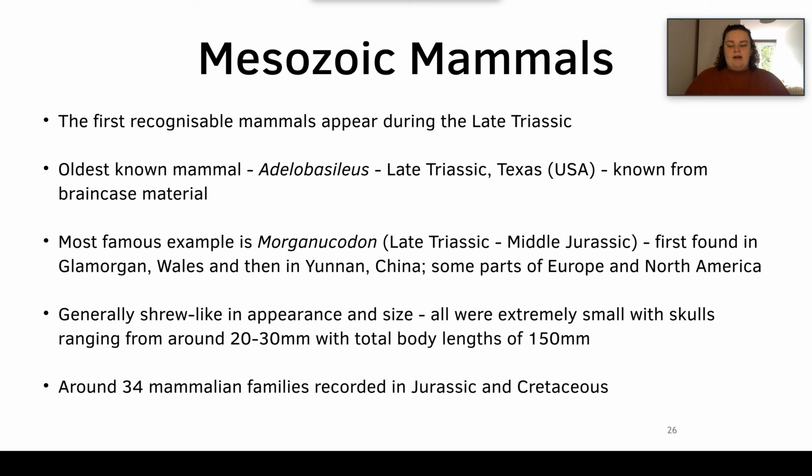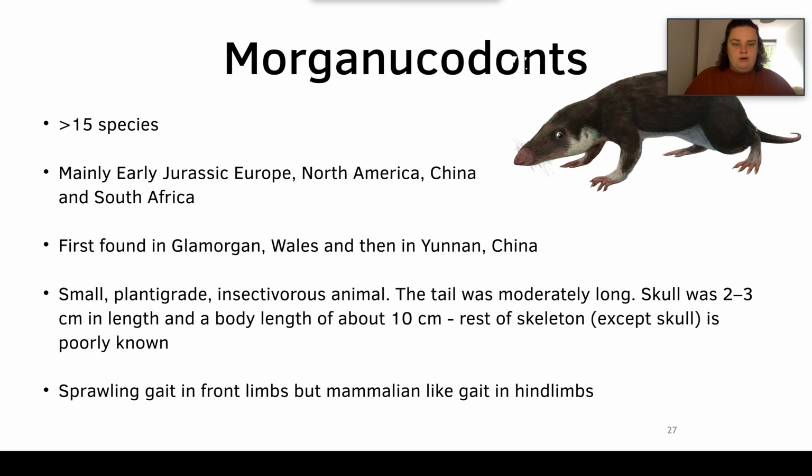And there were around 34 mammalian families recorded in the Jurassic and the Cretaceous. So, Morganucodonts, we have about 15 species, and they're mainly early Jurassic aged. So we find them in Europe, North America, China and South Africa.